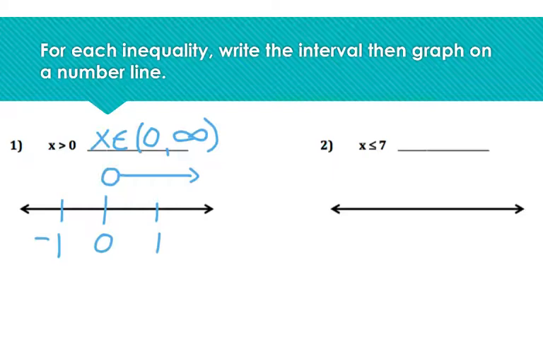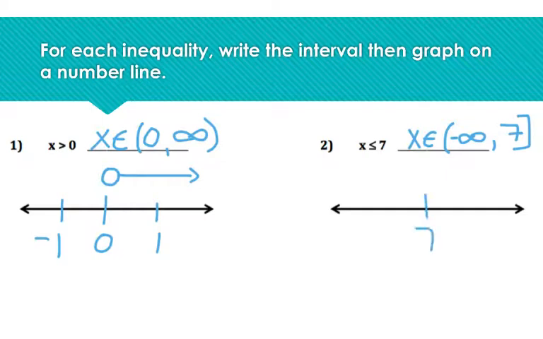Number 2, x is less than or equal to 7. So x is an element from, and x is less than or equal to 7. We're going to go from negative infinity to 7. And it's or equal to, so remember to put the bracket around the 7.